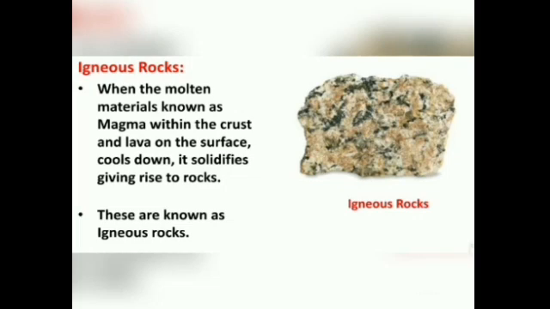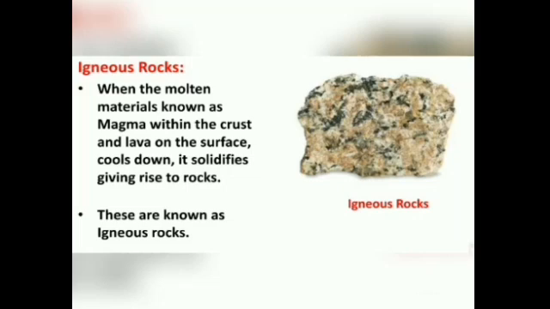When the molten material known as magma within the crust and lava on the surface cools down, it solidifies, giving rise to rocks. These are known as igneous rocks. As these rocks are formed out of the material from the interior of the earth, they are also referred to as primary rocks. Mostly, these rocks appear hard and homogeneous. These are heavy, and we do not get fossils in these rocks.